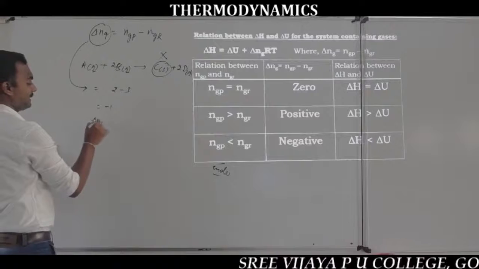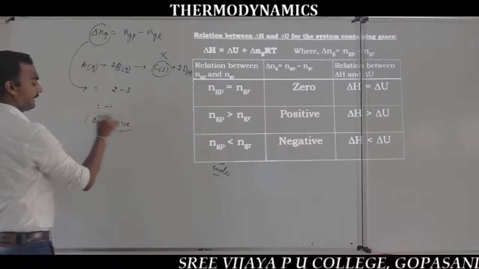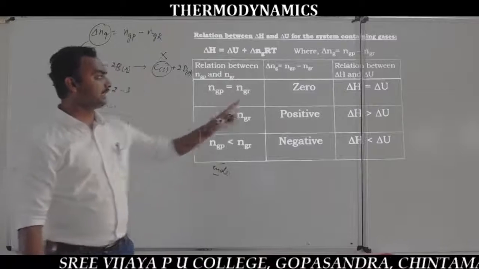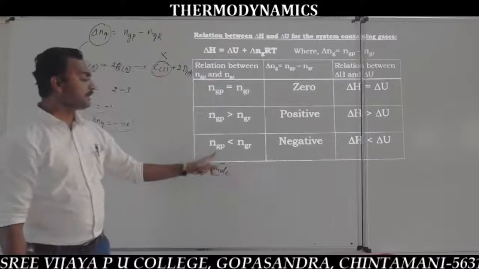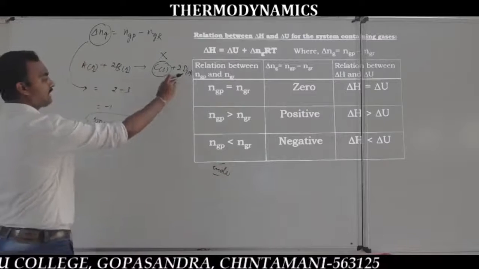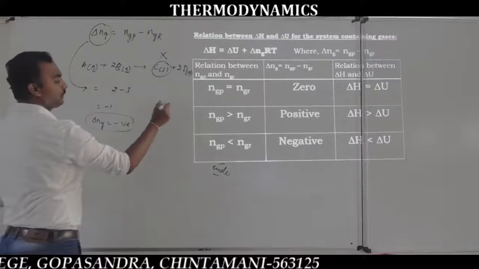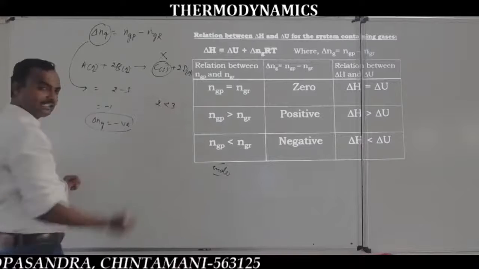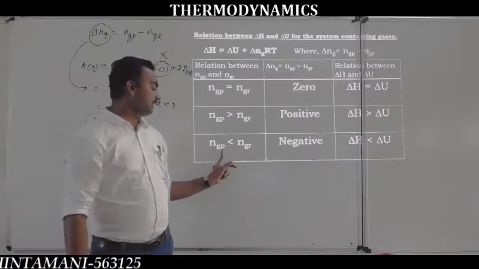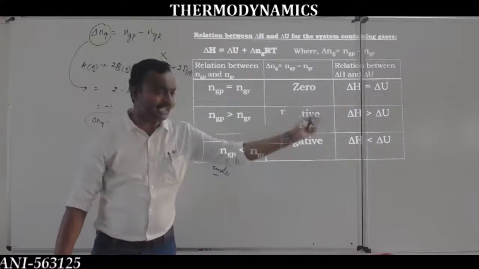So what happens here? Delta Ng is negative. Delta Ng negative is coming, observe. Delta Ng negative means the number of moles of gaseous products is less than the number of moles of gaseous reactants. The number of moles of gaseous products is 2, so 2 is less than the number of moles of gaseous reactants, 3. Therefore -1 is coming. Since it is negative, delta H is less than delta U.